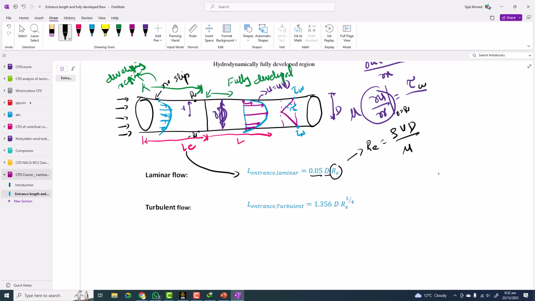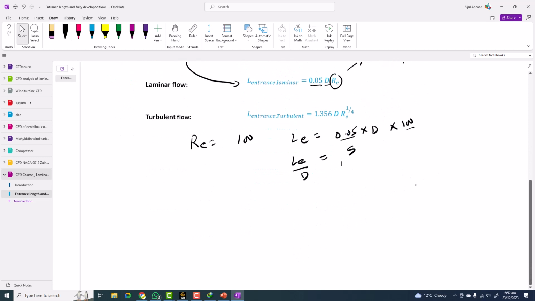And for turbulent flow, if you are solving turbulent flow, then a different formula will be used. But right now we are solving only the laminar flow, and the Reynolds number we are using is equal to 100. So, based on this formula, the entrance length LE is equal to 0.05 into diameter into Reynolds number, which is 100. So I can write LE by D, if I take the D on this side, equal to 0.05 into 100, which is equal to 5. So we got the ratio of the entrance length to the diameter.